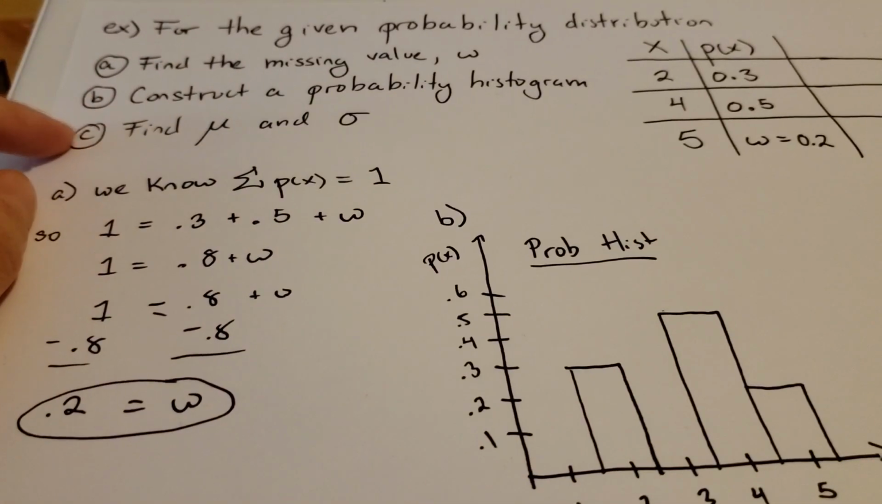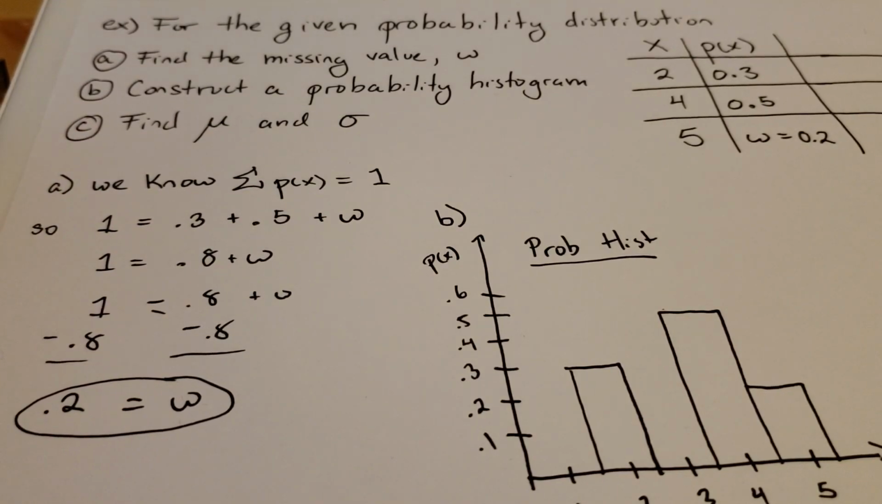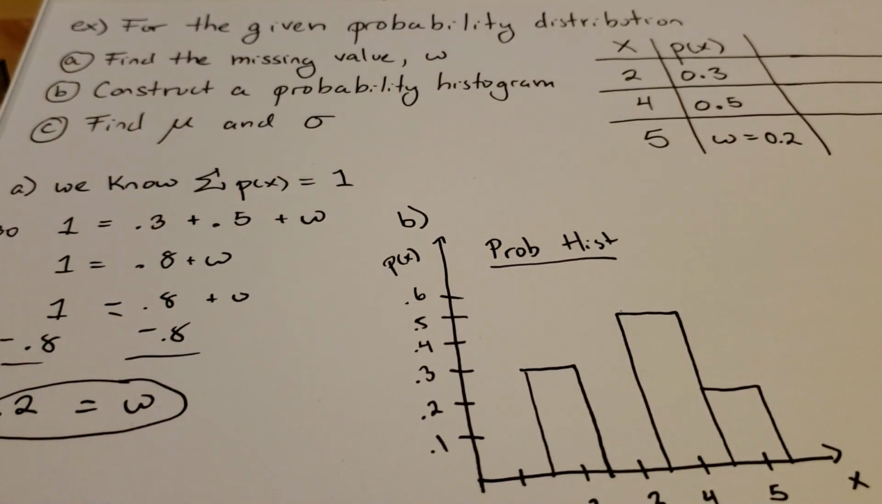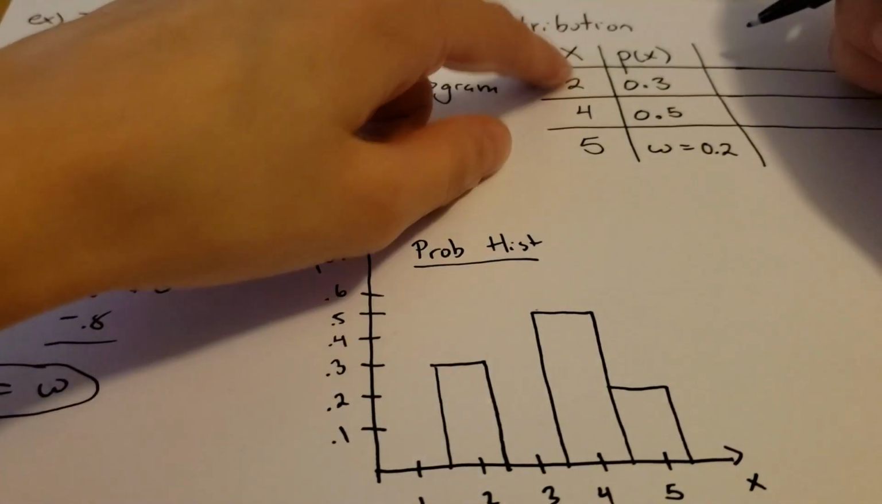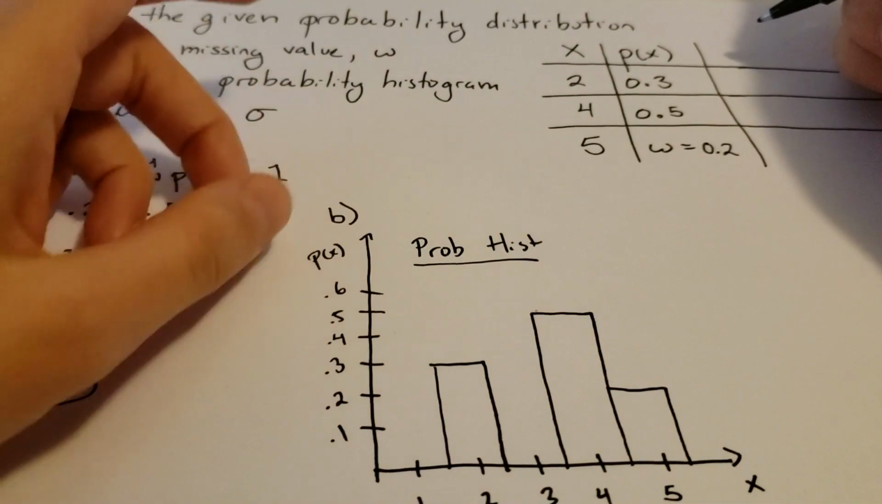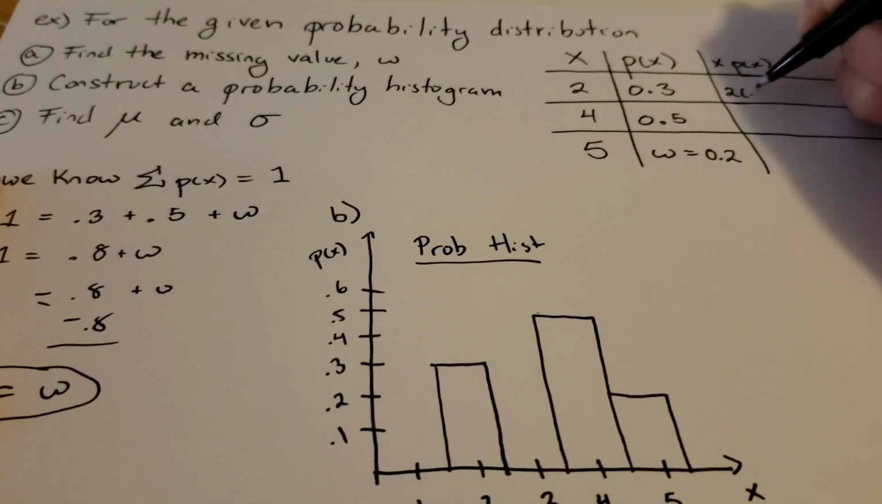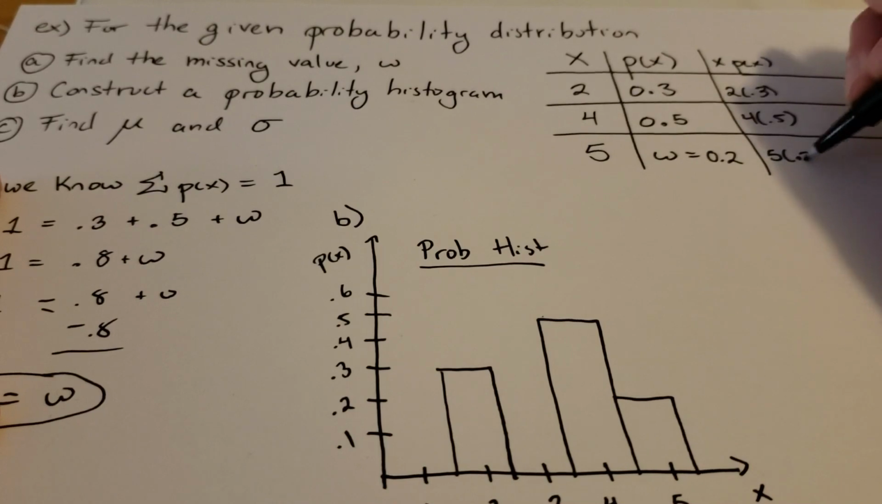Now in part C, we want to find the mean and standard deviation. Because we've seen an example like this before, if you want to pause the video here and try and work it out yourself, you can do that, and then I'll go over the solution with you. We'll take a look at the solution to this one. We're again going to need to use the formulas we have for mean and standard deviation. So first, to find our mean, we multiply each possible outcome by its associated probability and then add all of them up. So 2 times 0.3, 4 times 0.5, and 5 times 0.2.